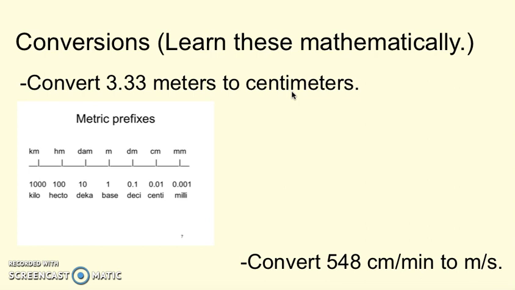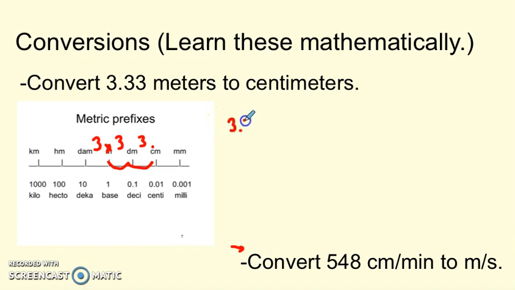So if you were to convert 3.33 meters to centimeters, I know there's an easy way to do this. I know you can take 3.33 and just move the decimal to where you're looking for, and that means it would be 333. I know that. But that won't get you anywhere when you come to things like this. So let's learn how to do these mathematically. And here's how you do it.